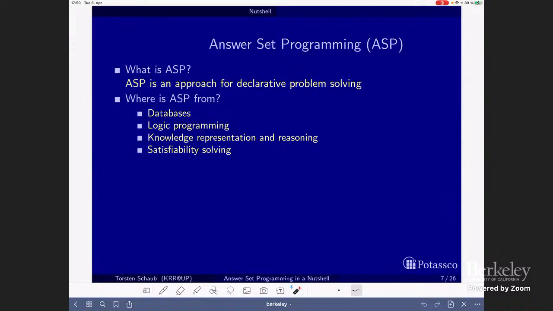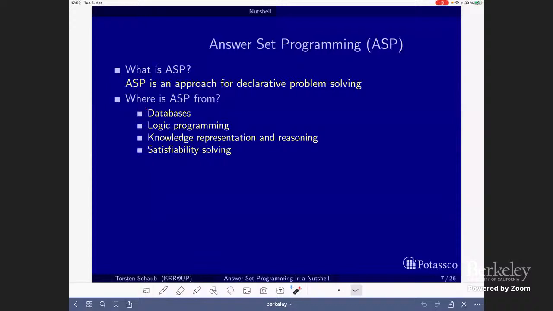Then, of course, knowledge representation and reasoning, and here in particular, not general reasoning, but in particular non-monotonic reasoning. And actually, these three parents have already one thing in common. They're all non-monotonic. They all work under the closed world assumption.